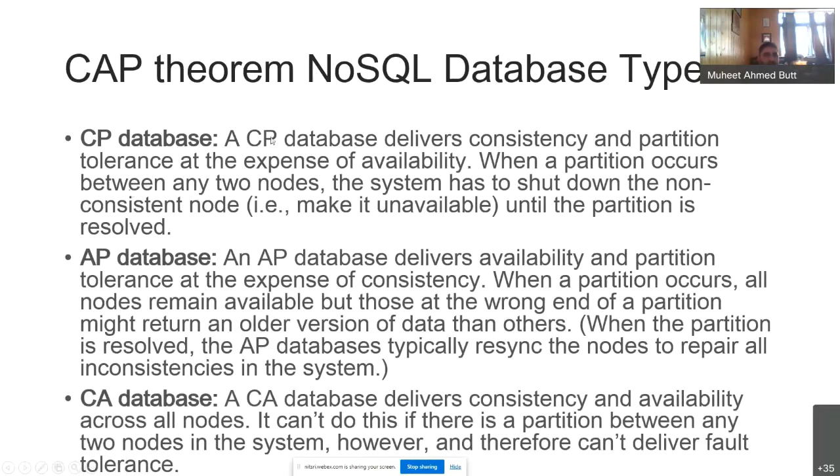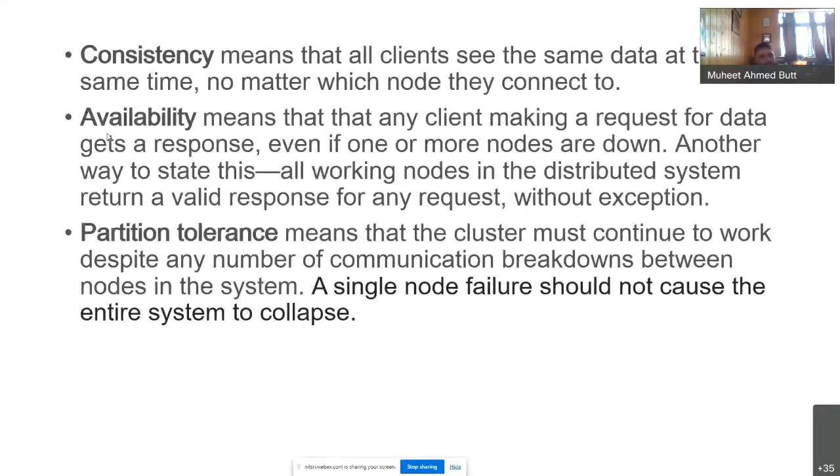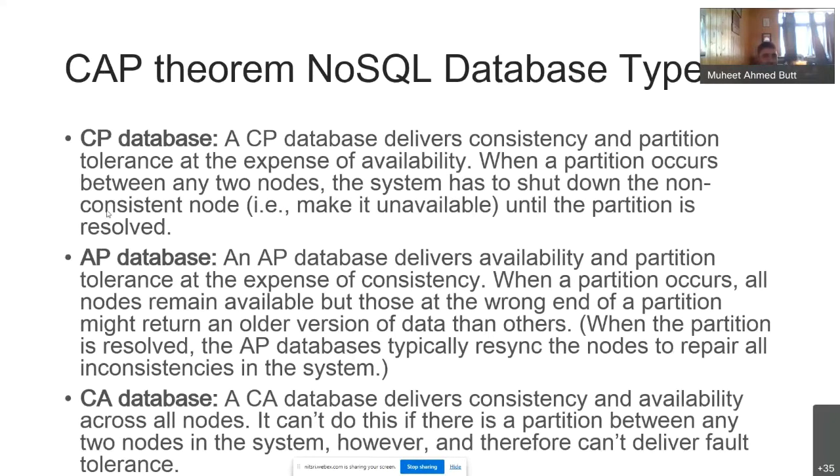Now, whenever we talk of these NoSQL databases, they can be CP, that is consistency and partition tolerance. In AP, it is availability and partition tolerance. There is CA, which is consistency and availability. Therefore, when we have NoSQL databases, you see what kind of IoT devices you are using, and based on those IoT devices, you have to see which kind of database will suit you.